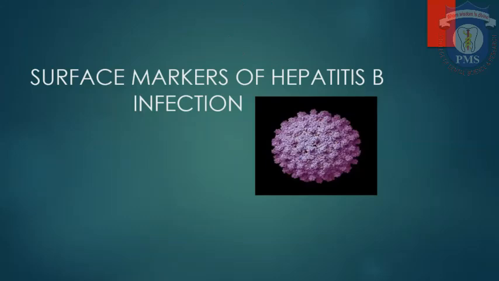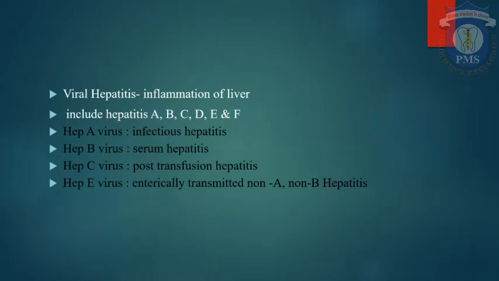In this context, we are going to discuss the surface markers of hepatitis B infection. As an introduction, hepatitis viruses are taxonomically different viruses. These are a heterogeneous group of viruses and are hepatotrophic. That is, these hepatitis viruses cause acute inflammation of the liver. Hepatitis viruses include hepatitis A virus, B, C, D, E, and F.